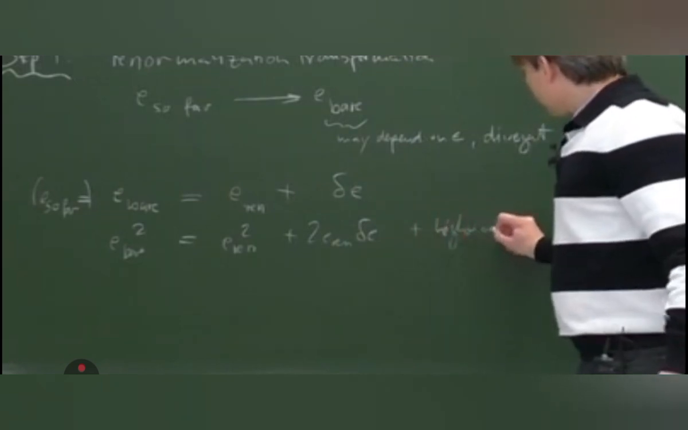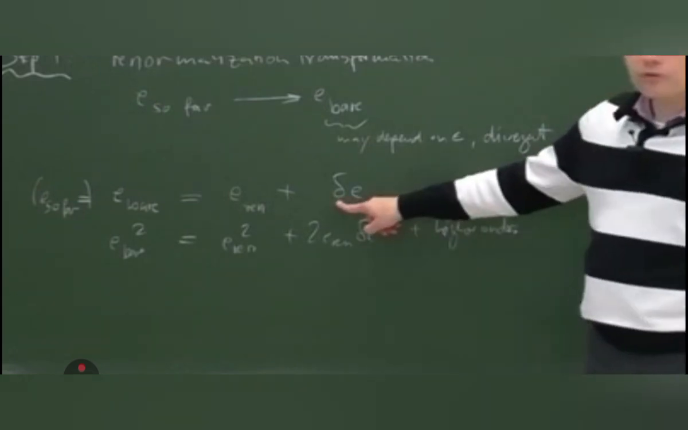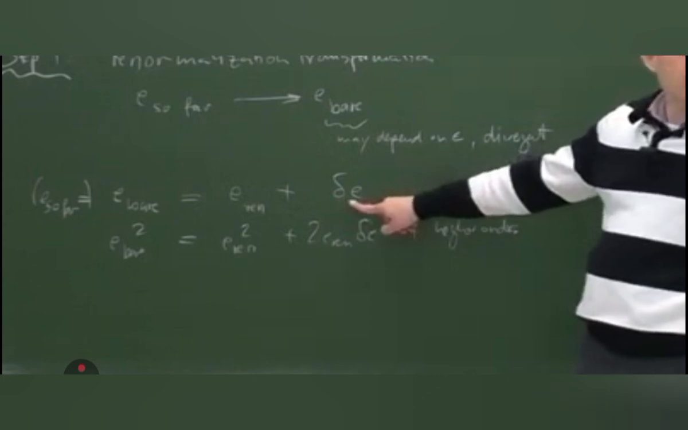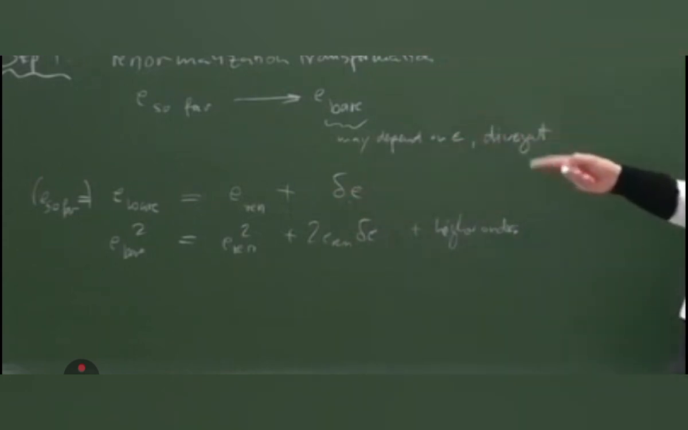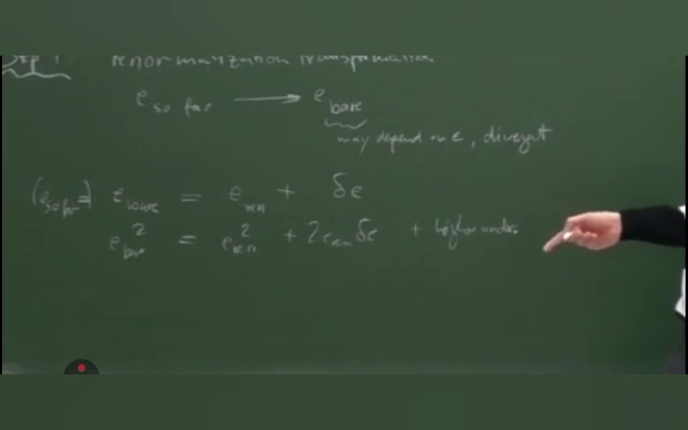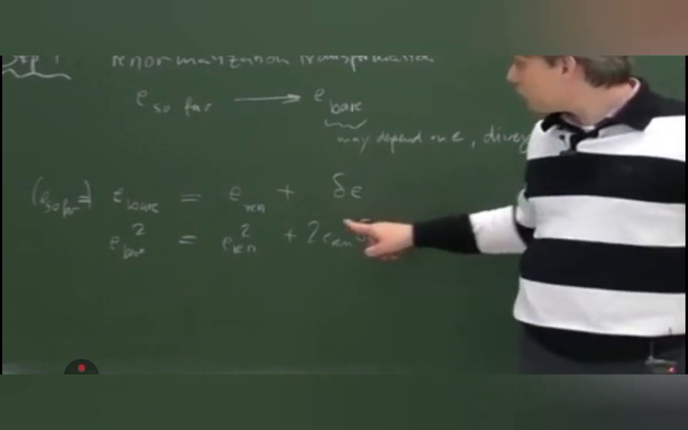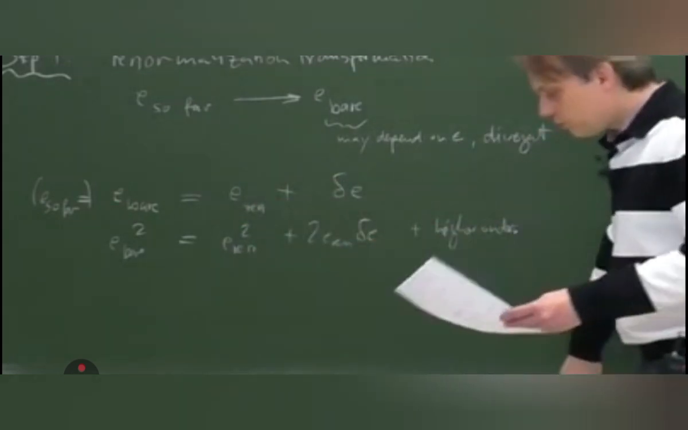Let's just say plus higher orders, because what we will also assume in this split is that the delta E is of higher orders. All the divergences arise at the one loop level, so they are of higher order compared to tree level. And so therefore we assume that this delta E is of higher order in the perturbation theory than this. And therefore delta E square would be of even higher order and be neglected for today.